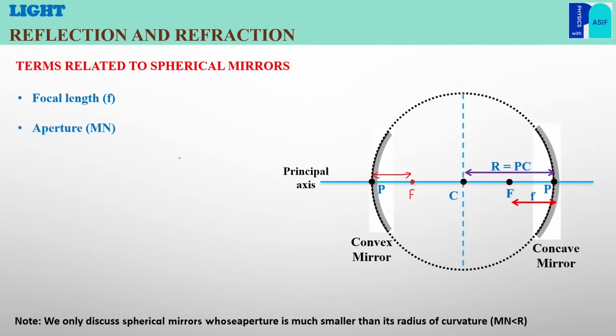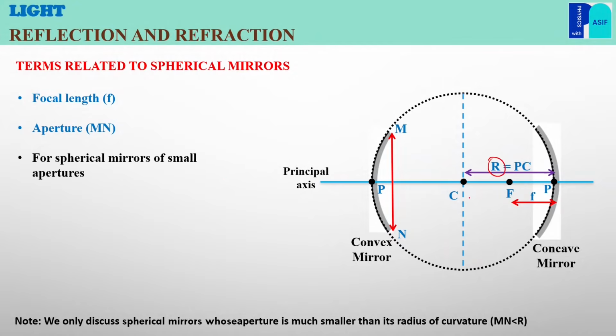And the last term is the aperture. This is the seventh term. To understand the term aperture, take the spherical mirror. If you look at the spherical mirror, the outline of the spherical mirror is circular, and the diameter of that circular outline is the aperture. Therefore, draw a perpendicular line from one end to the other end. This line, MN, gives the aperture of the given spherical mirror. It is simply the diameter of the circular outline of the spherical mirror.